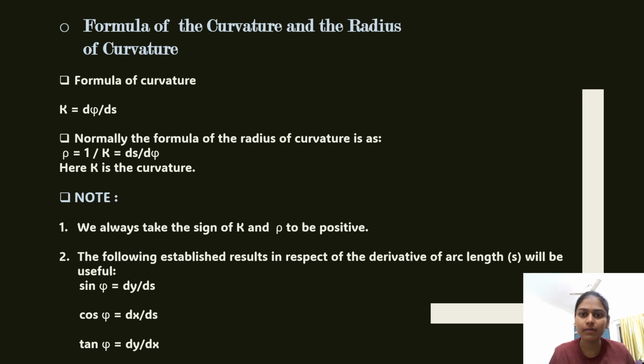Next is formula of the curvature and radius of curvature. Formula of curvature: k is equal to d psi by ds. Normally, the formula of the radius of curvature is rho is equal to 1 by k is equal to ds by d psi. Here k is the curvature. Here we have to note two points. First, we always take the sign of k and rho to be positive. Second, the following established results in respect of the derivative of arc length s will be useful: sin psi is equal to dy by ds, cos psi is equal to dx by ds, and tan psi is equal to dy by dx.